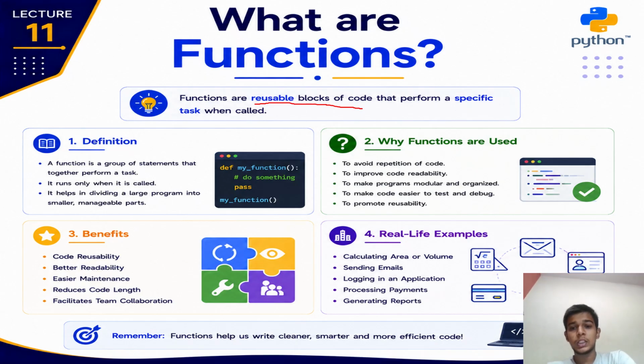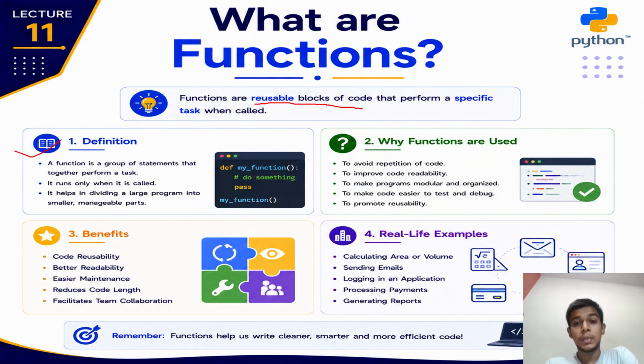It performs a specific task whenever it is called. Instead of writing the same code again and again, we can write it once inside a function and use it multiple times. This makes our program shorter, cleaner, and easier to manage. Now look at the first topic, the definition of functions.